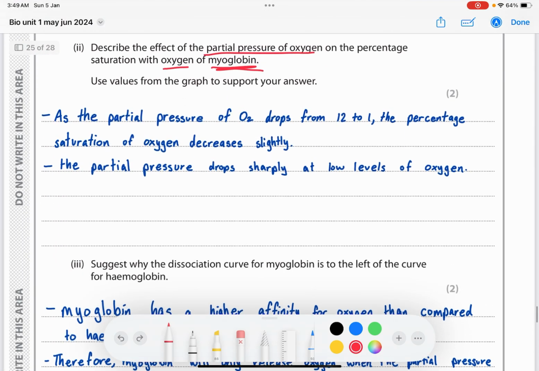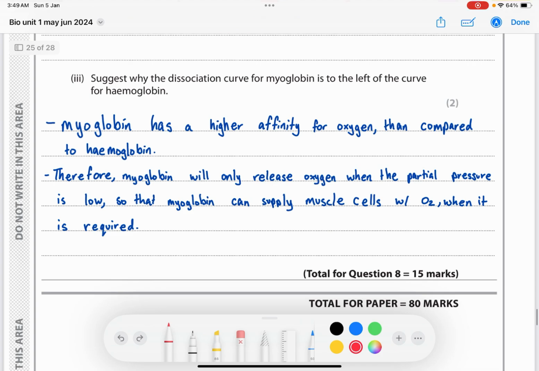So what I wrote was that myoglobin has a higher affinity for oxygen compared to hemoglobin. Therefore, myoglobin will only release oxygen when the partial pressure is low, so that myoglobin can supply respiring muscle cells with the oxygen when it is required. Right? So hemoglobin provides oxygen at all times.